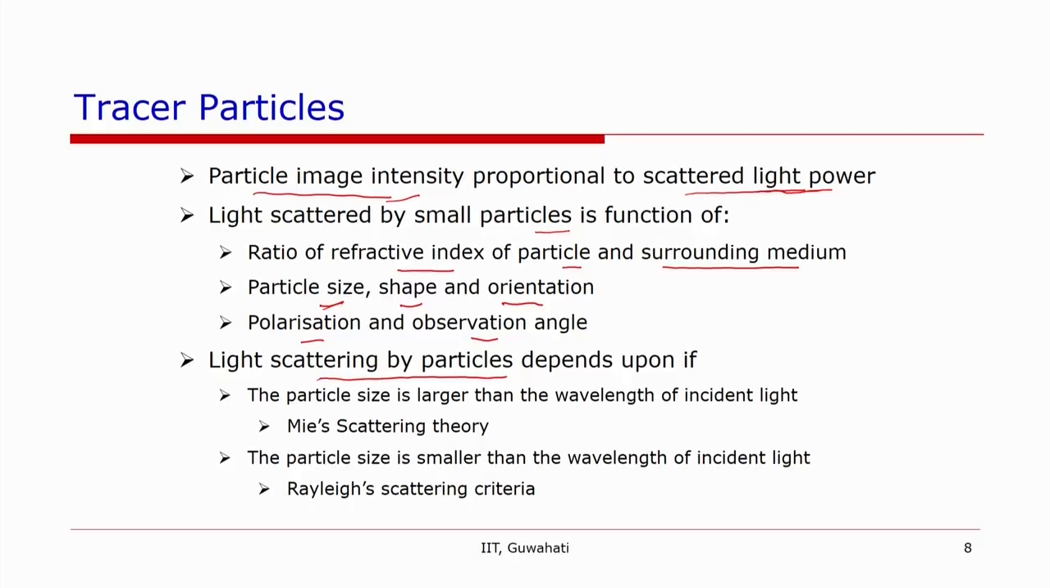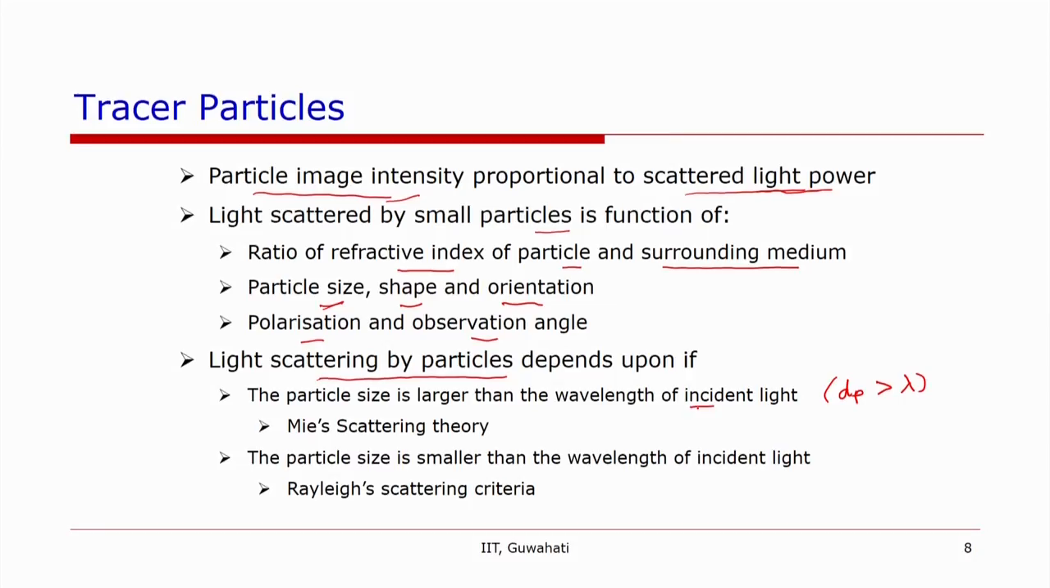So, one is that if the size of the particle, let us say the size of the particle is dP, is greater than lambda, which is the wavelength of the incident light. Remember, when we talked about lasers, we said lasers are preferred because in a PIV we would like to have monochromatic light. So, there is one particular wavelength of the light that is incident on the test section or on the sample. If the size of the particle is larger than the wavelength of the incident light, then one uses Mie scattering theory or Mie scattering criteria.